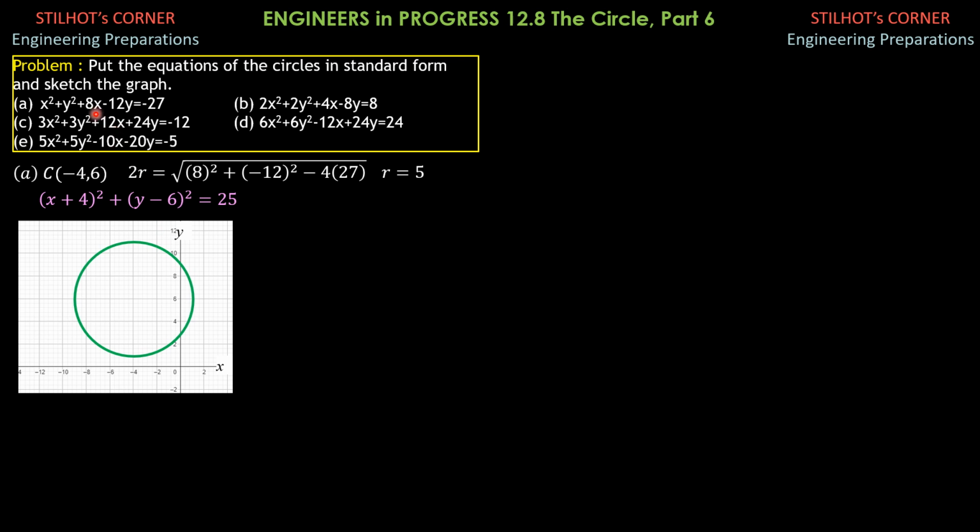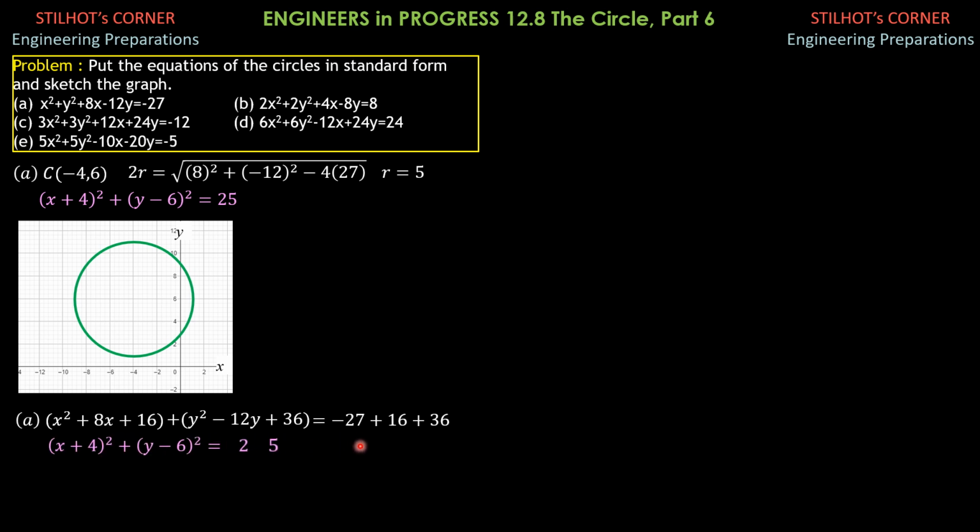Then by completing the square, we have (x squared plus 8x plus 16) then plus (y squared minus 12y plus 36) equals negative 27 plus 16 plus 36. So this is 52 minus 27, 25. So this is (x plus 4) squared plus (y minus 6) squared equals 5 squared or 25. So they are the same. We proceed to part B.